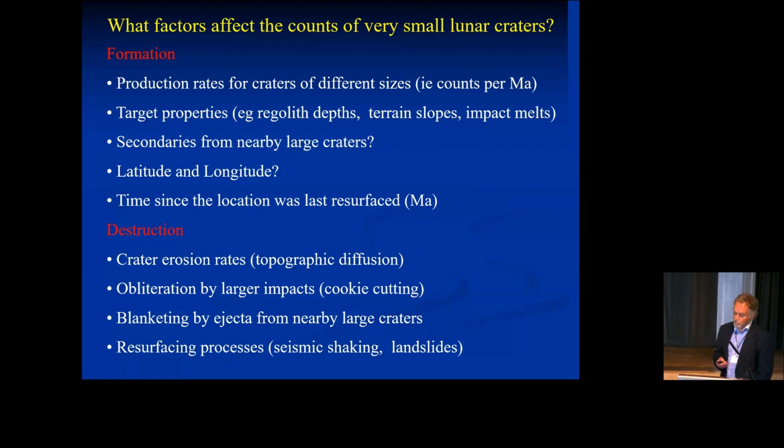Destruction processes are also important. The crater erosion rates are critical, obliteration by larger impacts, blanketing by ejecta from nearby large craters, and the resurfacing processes that appear to be occurring all over the moon.